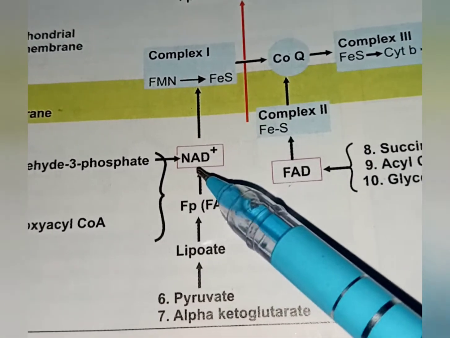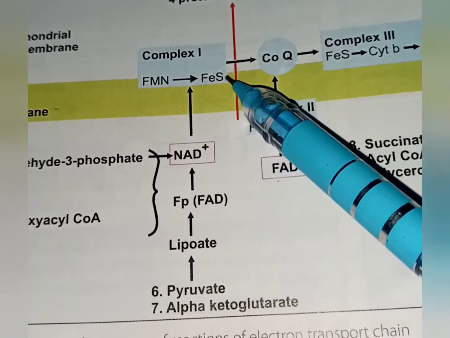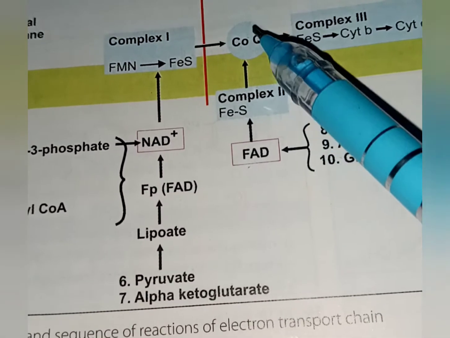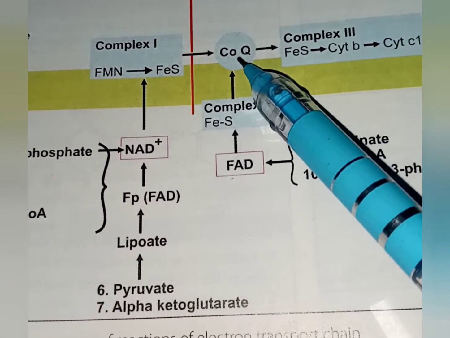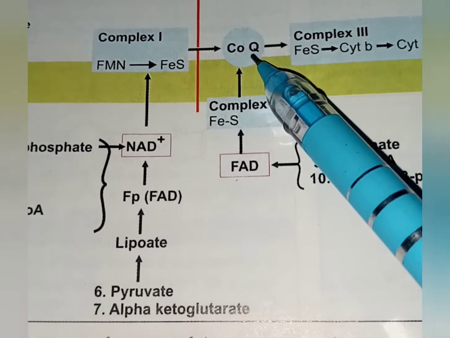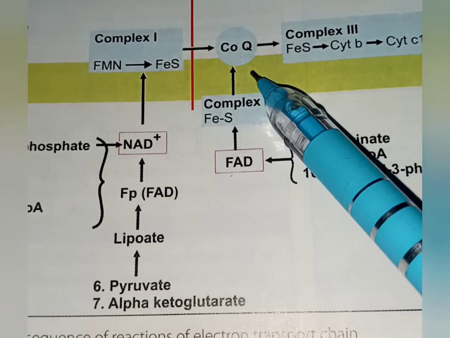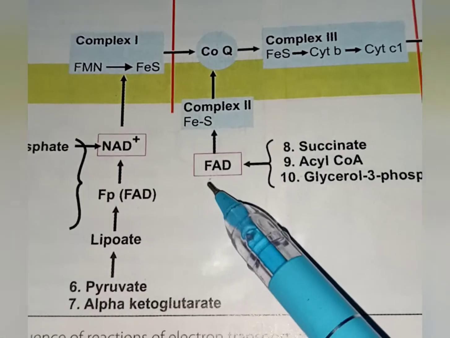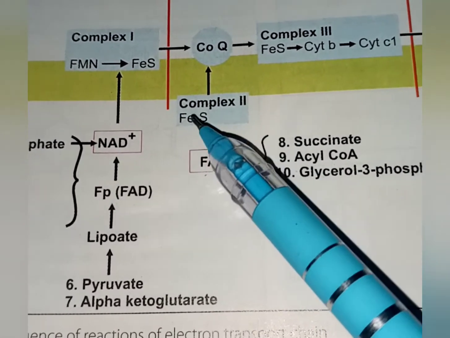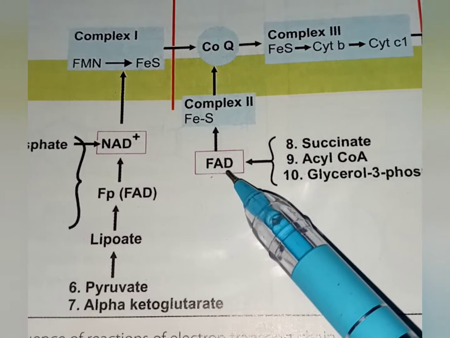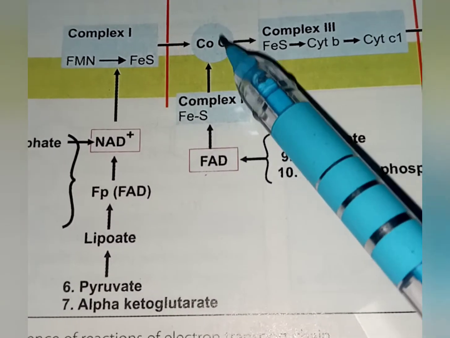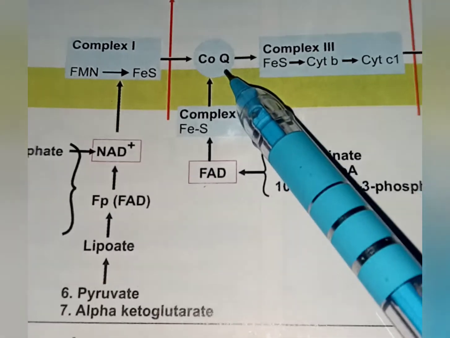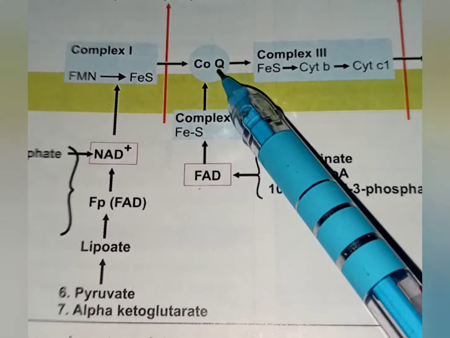Now the electrons have been transferred to complex 1. Now complex 1 will transfer its electrons to ubiquinone. In my previous video, part 1, I have already told you that not just complex 1 transfers its electrons to ubiquinone, but there is one more complex, FADH2 via FES, that is transferring its electrons to ubiquinone. Now ubiquinone will get converted to ubiquinol. That also I have told you in my previous video.